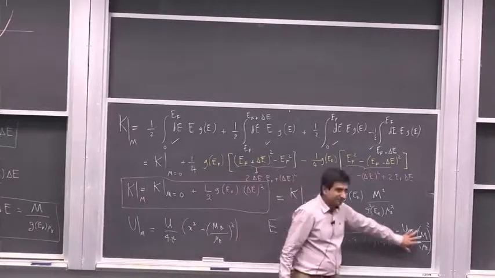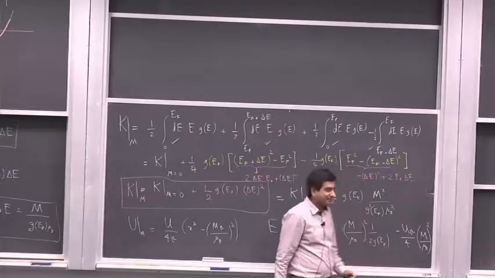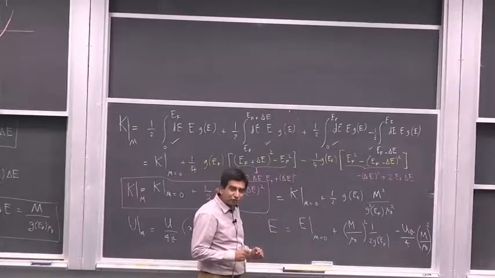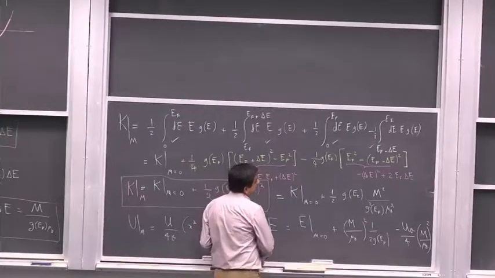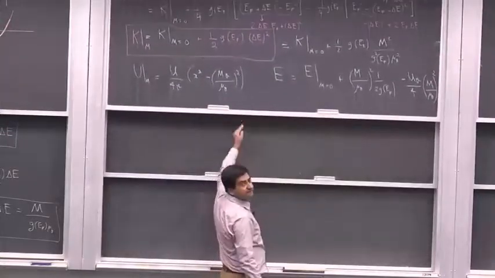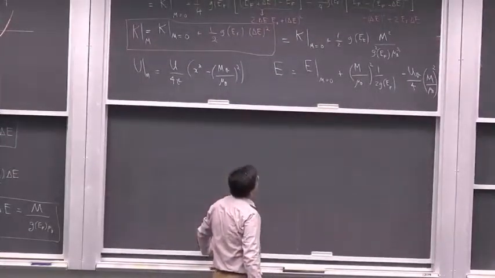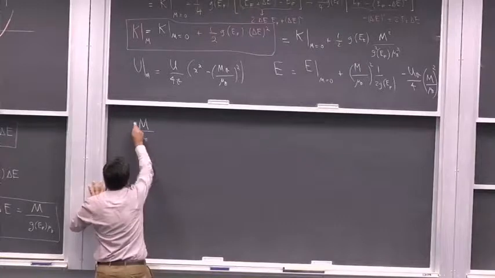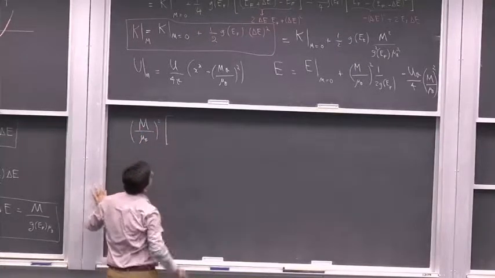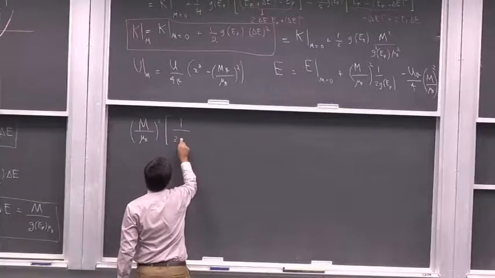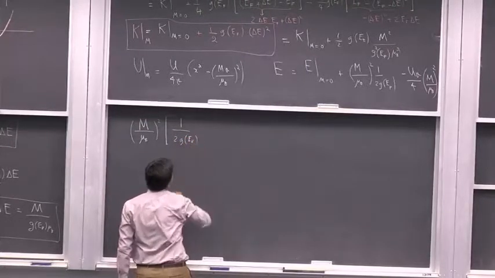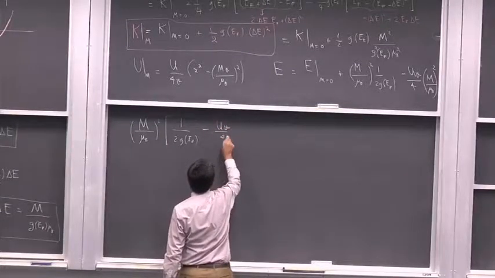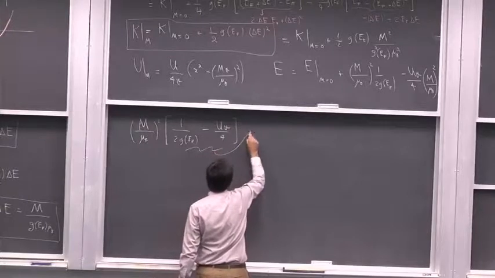So I would like to look at this term. And if this term is satisfied, I will get a ferromagnet in the Stoner model. So if I look at that term over there, (M over mu B) squared times (1 over 2 g(E_F) minus U V over 4), I would like this thing for ferromagnetism to be negative.